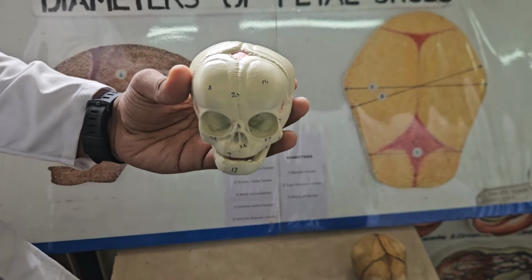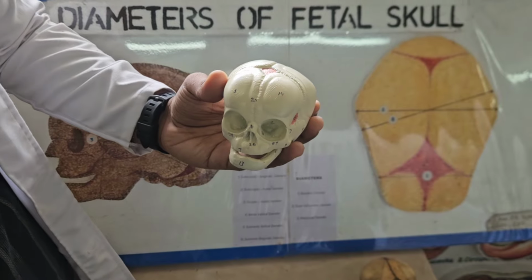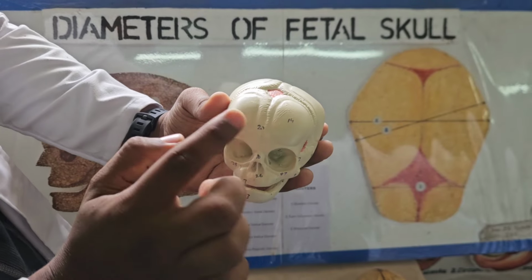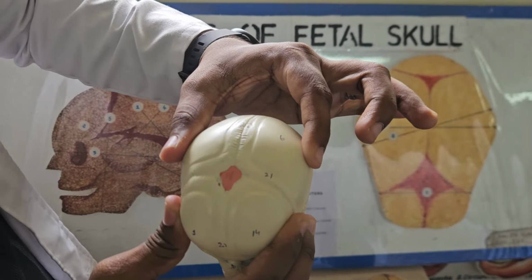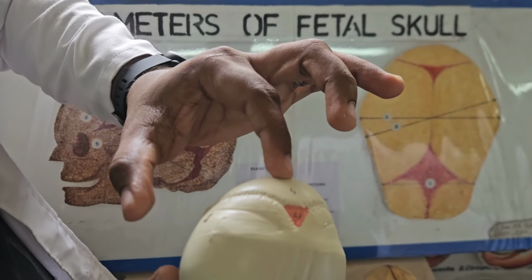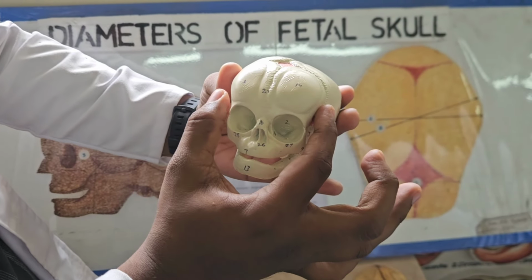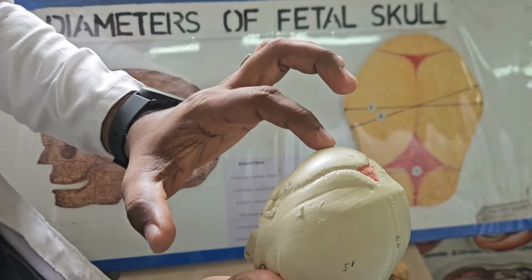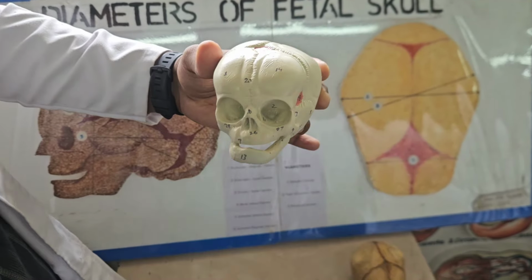Now let's move on to the bones of the fetal skull. The fetal skull consists of two frontal bones, you can see here, two parietal bones, one occipital bone and two temporal bones. Clear? Two frontal bones, two parietal bones, one occipital bone and two temporal bones.